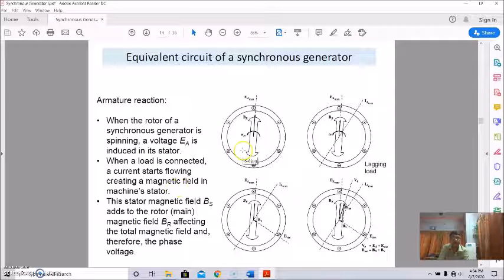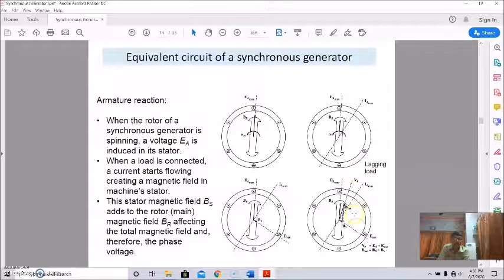So when the load is connected to the machine, the current starts flowing and creating a magnetic field in the machine's stator. This stator magnetic field, called BS, adds to the rotor or main magnetic field BR, affecting the total magnetic field, and therefore the phase voltage will also be different. So this is actually like load. And this is the open circuited voltage or no load voltage.